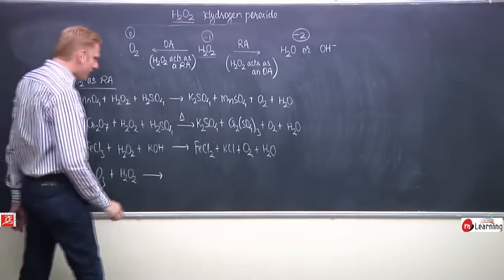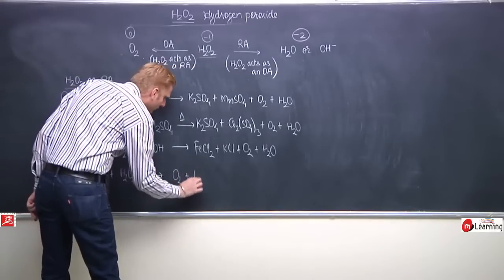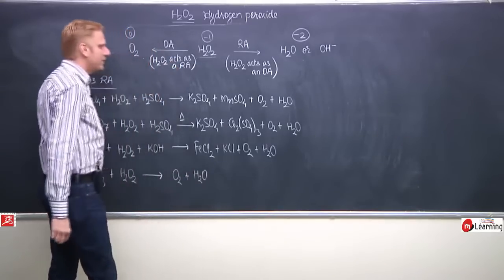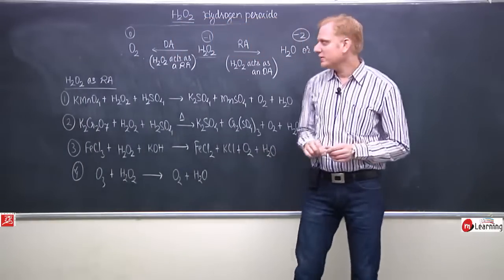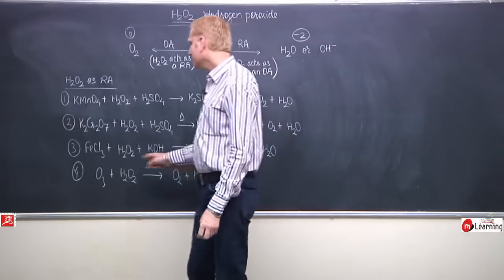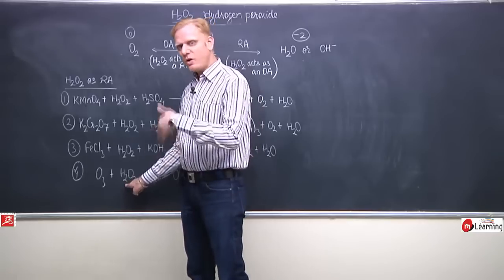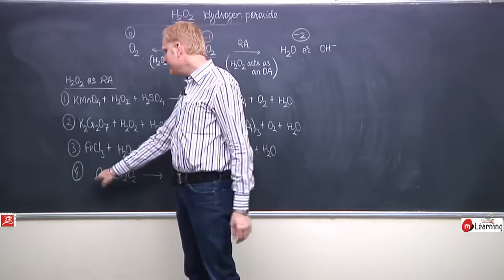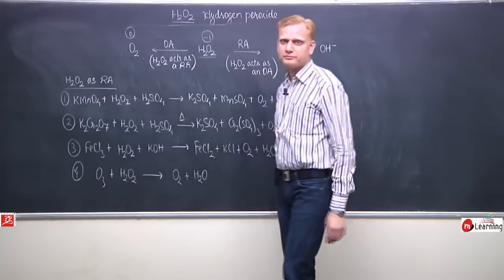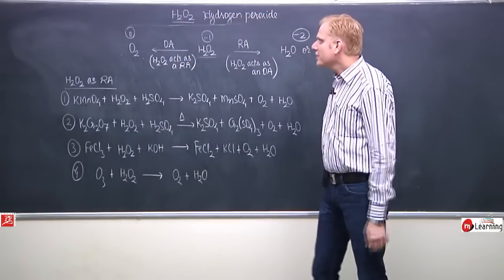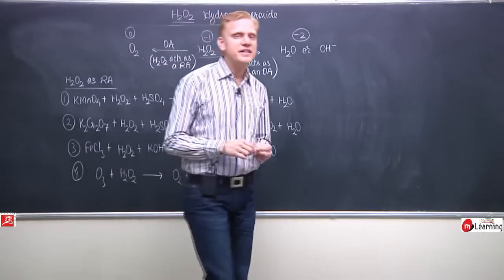Ozone. Whenever ozone reacts with hydrogen peroxide, the product of the reaction is oxygen and water. Please be careful with this reaction, because in this reaction ozone is oxidizing hydrogen peroxide, or in other words, hydrogen peroxide is acting as a reducing agent for ozone. That's an important reaction. So these are some common cases where hydrogen peroxide is acting as a reducing agent.